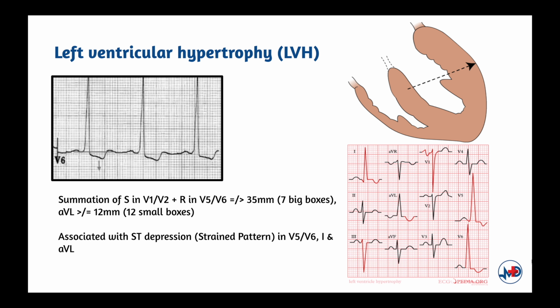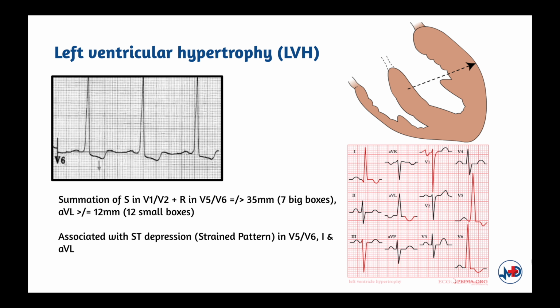Now, as for the non-voltage criteria, we are looking at ST segment depression and T wave inversion in the left-sided leads, also known as left ventricular strain pattern. So as you can see here, an easy way to remember would be summing up the S wave in V1 or V2 and the R wave in V5 and V6.